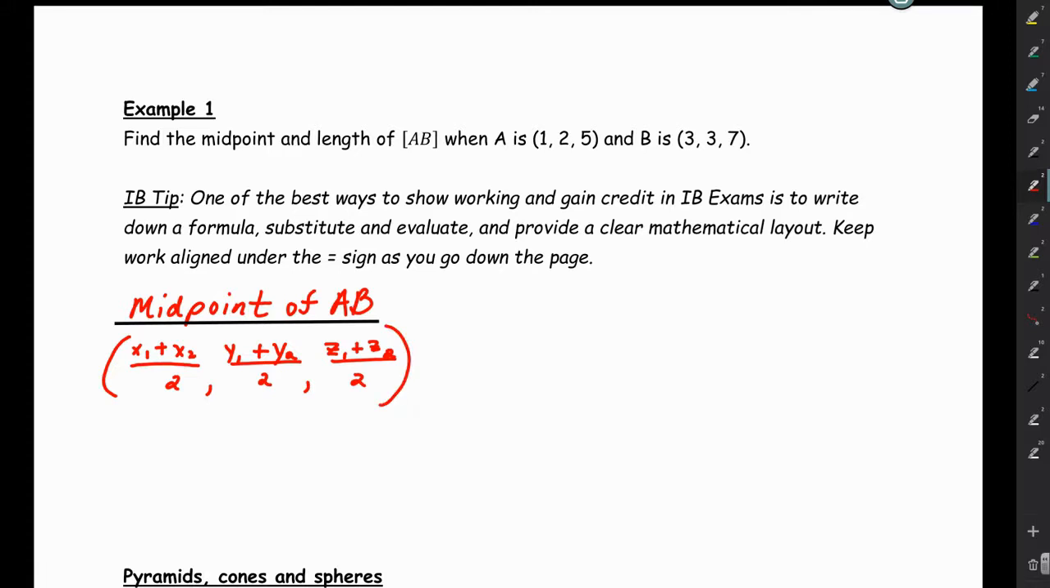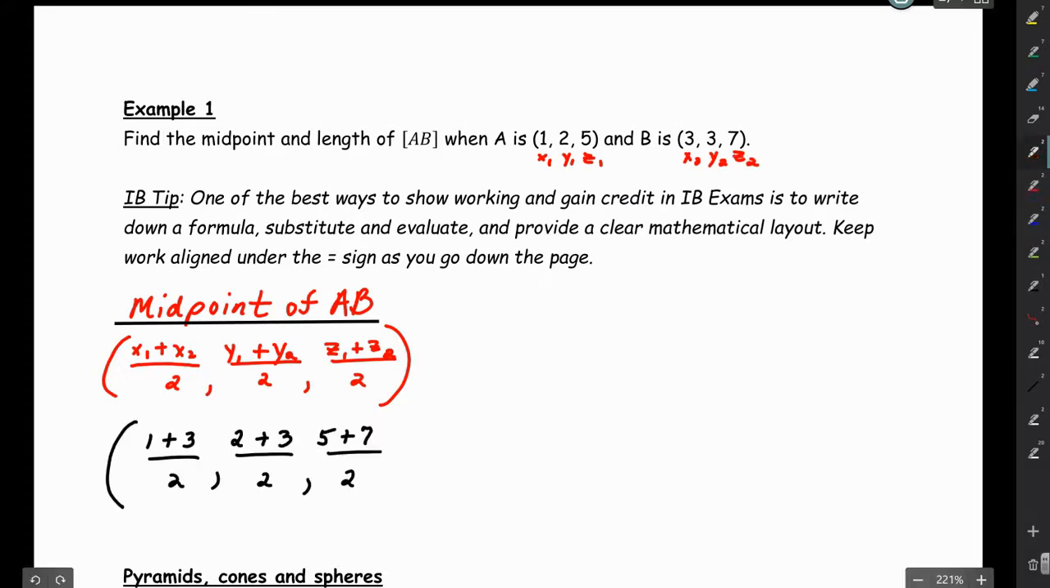And before you fill in the formula, you may want to just label your coordinates. For A, I'm going to call that x1, y1, and z1. And for B, I'll call that x2, y2, and z2. And then we're just going to fill it in. And when we solve that, we're going to get the value 2, 2.5, and 6.